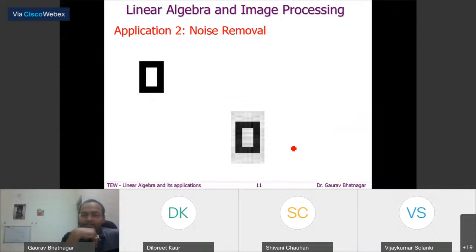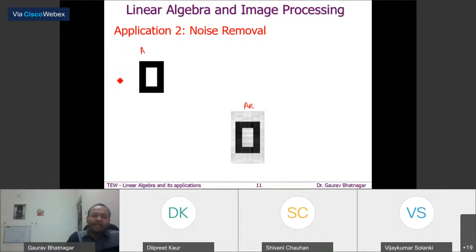application, which is going to be the noise removal. So now you are in this slide, you are looking at the two different images. This is going to be my original image A, and this is going to be the reconstructed image AR. So now you can look at, there are some differences over here. There are some block artifacts coming over here. So let us try to understand what is the meaning of noise removal.